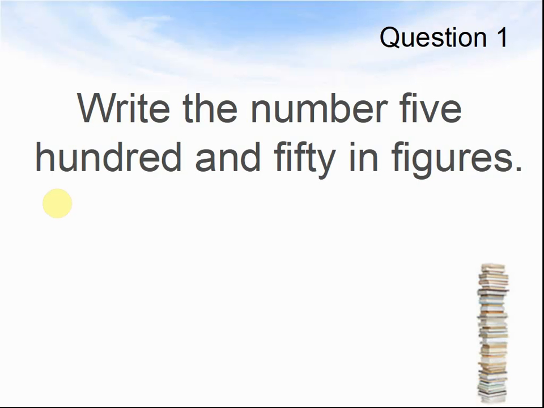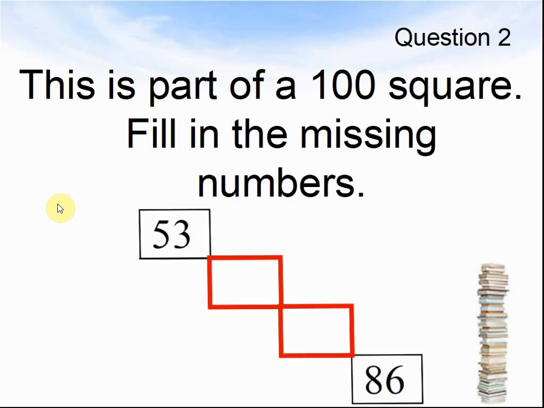Here comes question 2. Question 2. This is part of a 100 square. Fill in the missing numbers. 53, something, something, 86. Pause the video until you are ready for question 3.